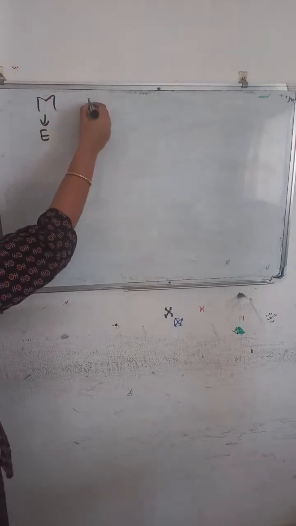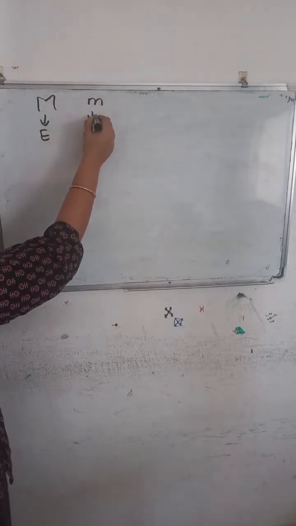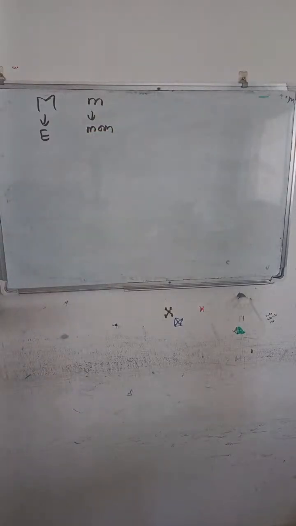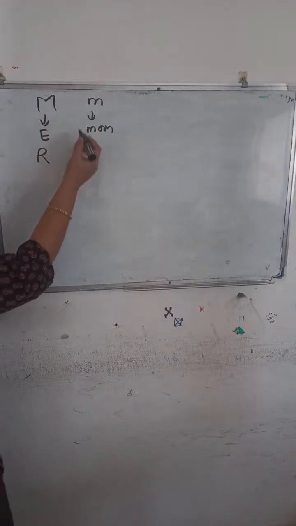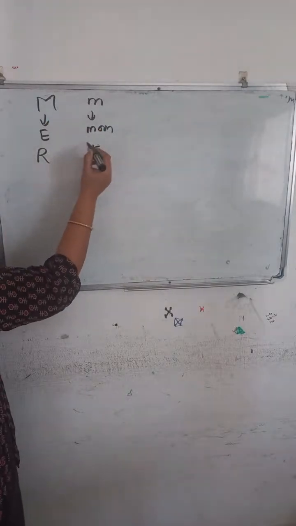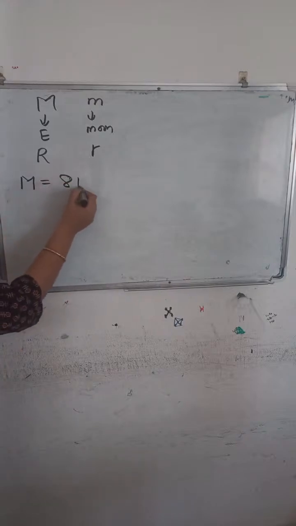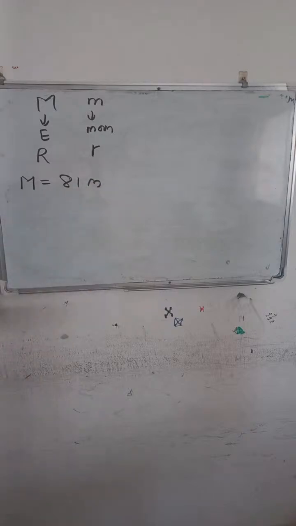Mass of the earth is capital M, and small m we can take as the mass of the moon. Then the radius of the earth is capital R, and the radius of the moon is small r. We assume this, and in the first statement they are saying the mass of the earth is 81 times heavier than the mass of the moon. So according to the statement, capital M equals 81 into m.